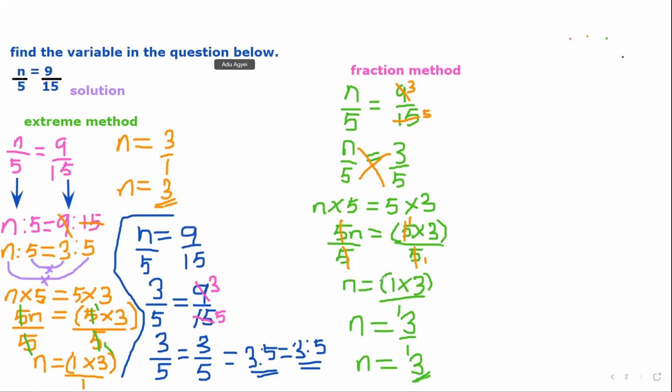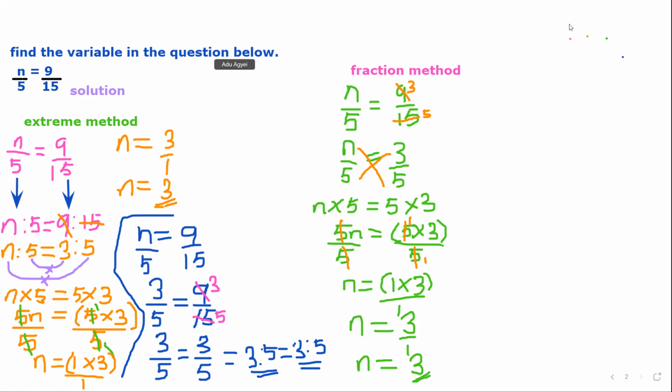So always when you're using the fraction method, you check the other fraction. It's very important. You check the other fractions and then you try as much as possible to reduce the other fraction to its simplest form, if it's possible that you can reduce.